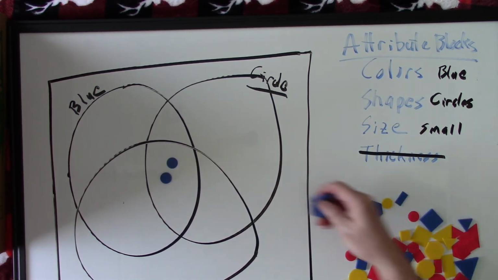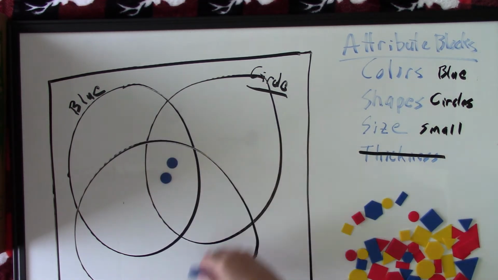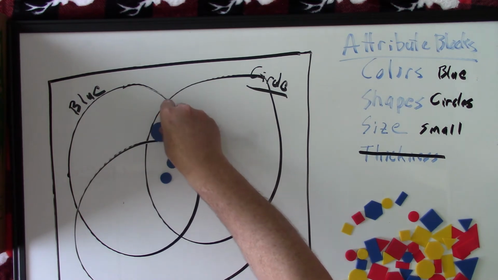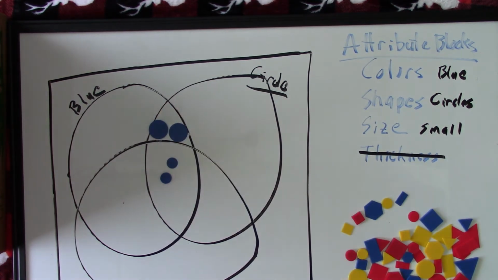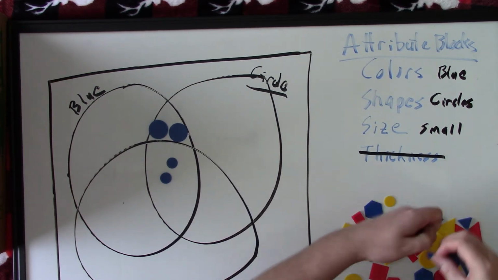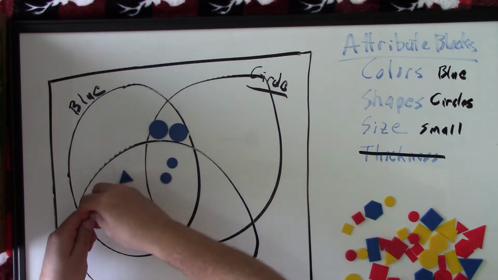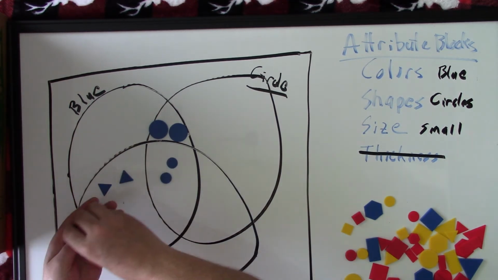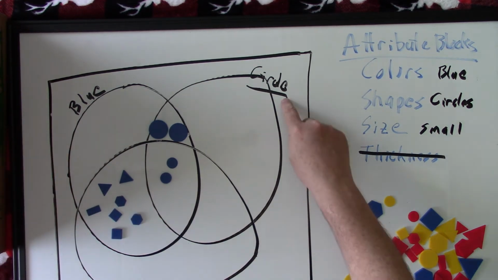Well, now I have blue large circles. So they're blue and they're circles, but they're not small, they're large. So they're going to go here. So now let's look at another attribute of just blue and small. So these are all the shapes that are blue and small, but they're not circles.